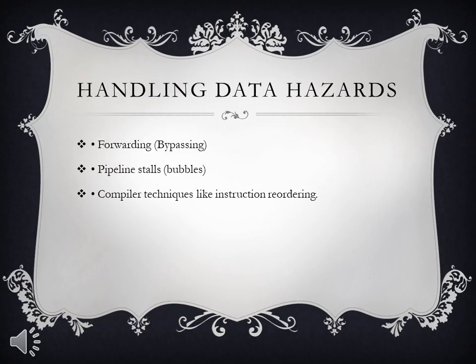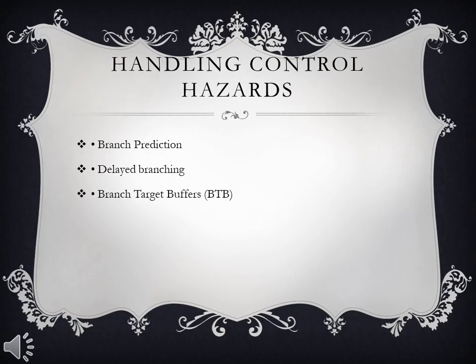Several techniques exist. Forwarding sends results directly from one pipeline stage to another without waiting. Stalling introduces delays to wait for data readiness. Compiler techniques like instruction reordering can reduce hazards at compile time. Control hazards are handled using branch prediction, where the processor guesses the outcome. Delayed branching, where certain instructions are always executed regardless of branch outcome. Branch target buffers, BTB, to store past outcomes.